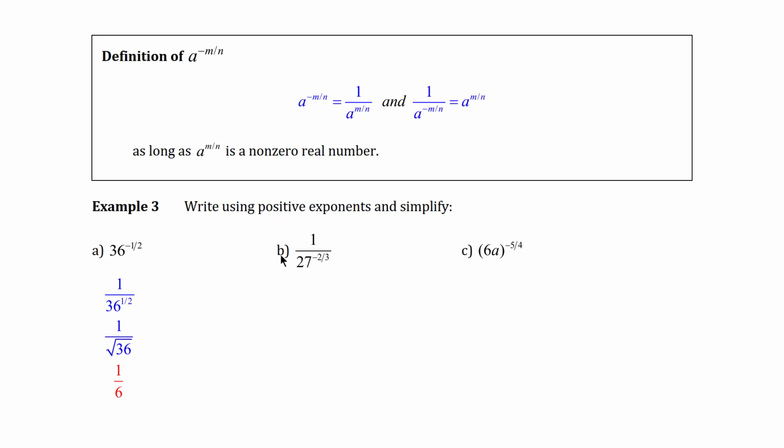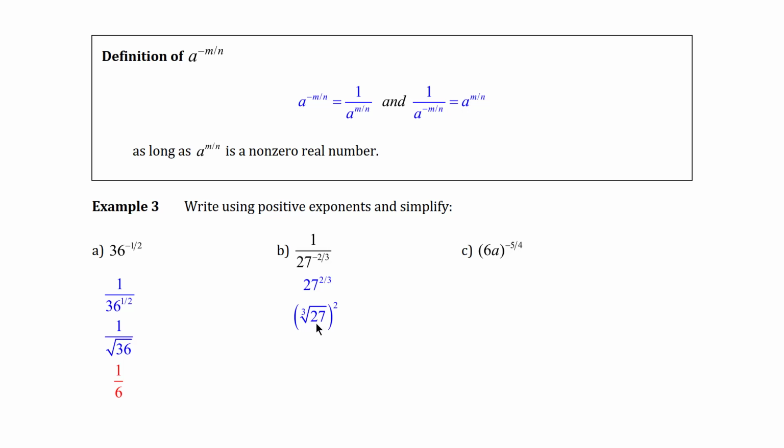Moving on to part B, we have 1 over 27 to the negative 2/3 power. To rewrite this using positive exponents, we just take the reciprocal and change the exponent from negative to positive. So we get 27 to the 2/3 power. Next, we rewrite this in radical notation. This would be parentheses, cube root of 27, and then a square on the parentheses. Next, we simplify.